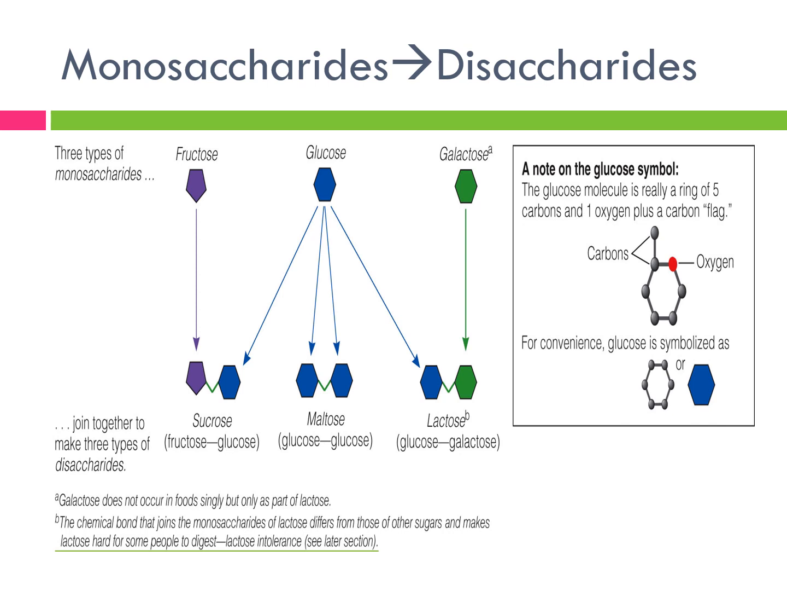This is showing us the 3 different monosaccharides, fructose, glucose, and galactose, and how they can be combined in different ways to make 3 disaccharides. So fructose and a glucose together make sucrose, 2 glucose molecules makes maltose, and a glucose and a galactose makes lactose.